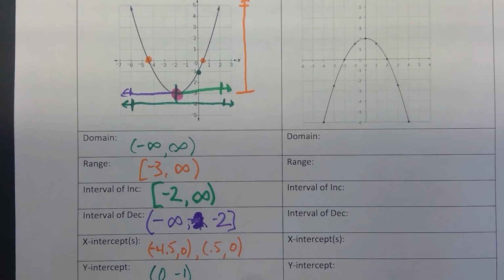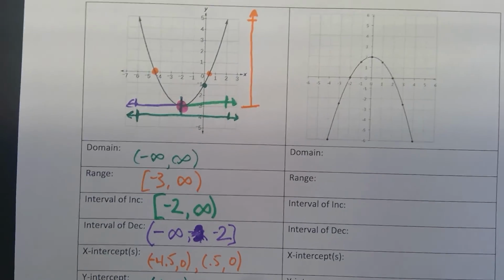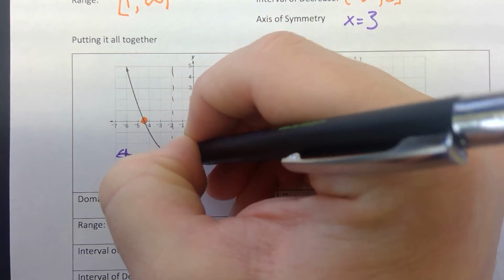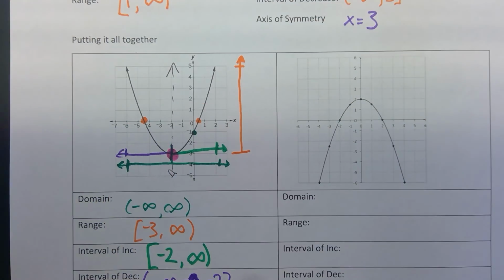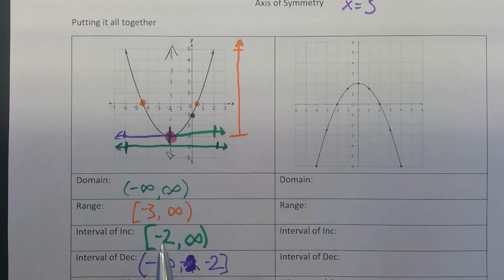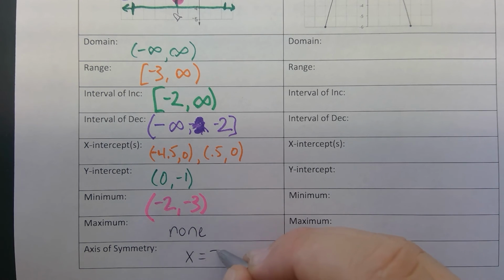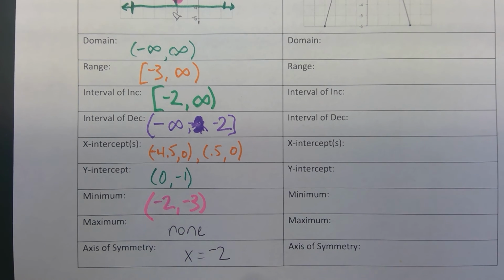Now we're looking for the axis of symmetry. It cuts our parabola in half. Notice how our interval of increase and decrease is at negative 2. So that's what our axis of symmetry is going to be. X equals negative 2. I'm going to have you go ahead and answer the second graph here, this one on the right side, with the key features, and then we'll go over them and check your work.